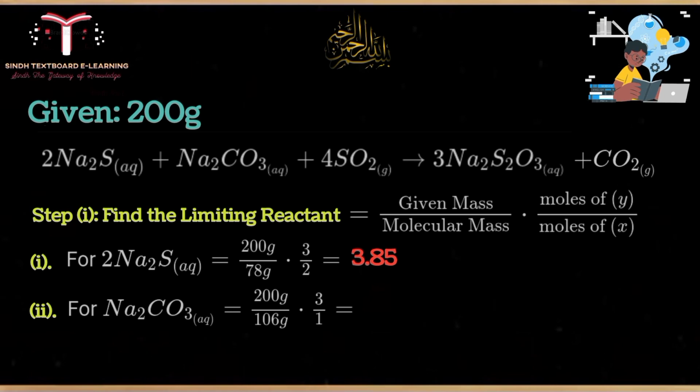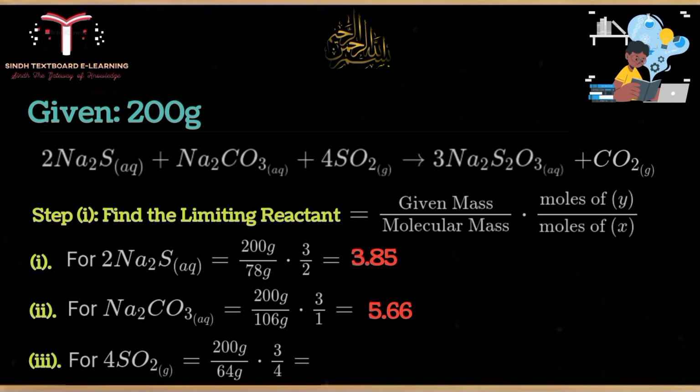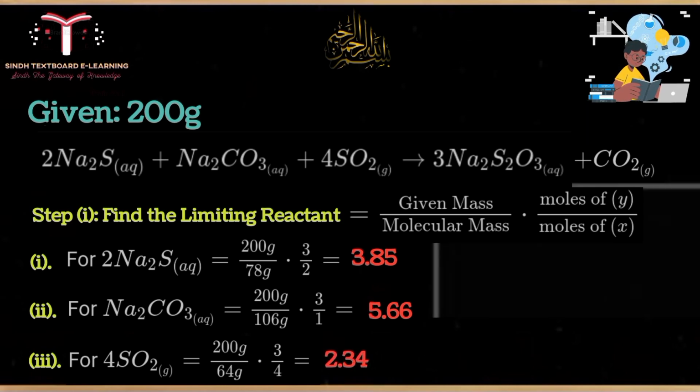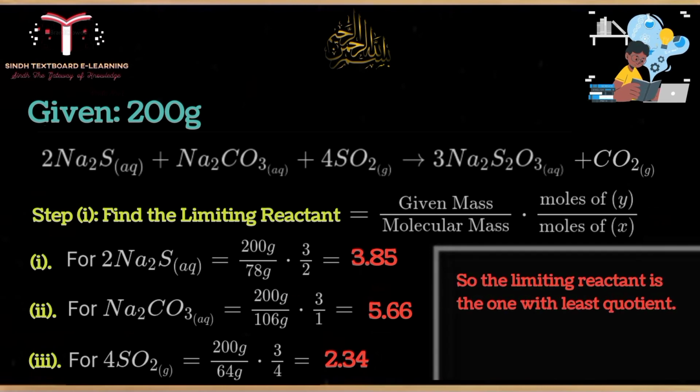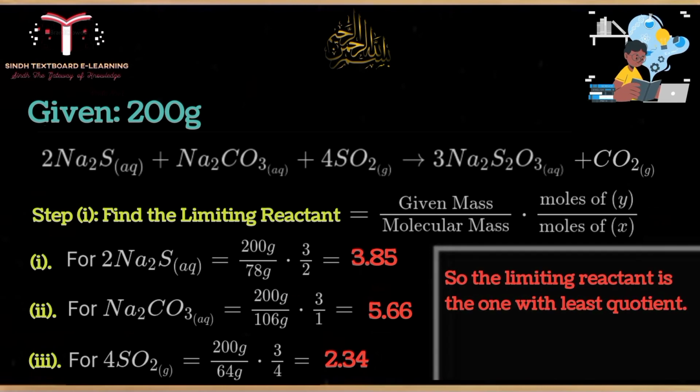In a similar way, for the second reactant Na2CO3, we get 200 divided by 106 times 3 divided by 1, which is equal to 5.66. And in a similar fashion, for the third reactant SO2, it is 200 divided by 64 times 3 divided by 4, which will be equal to 2.34. So from these three, the least quotient is 2.34 of SO2. So SO2 is referred to as the limiting reactant.